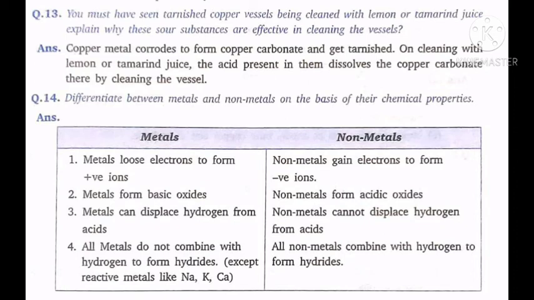Number 3. Metals can displace hydrogen from acids. Non-metals cannot displace hydrogen from acids. 4. Metals do not combine with hydrogen to form hydrides except reactive metals like Na, K and Ca. All non-metals combine with hydrogen to form hydrides.